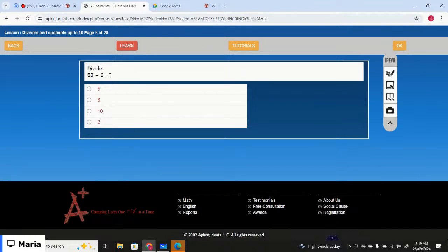11? The correct option was 10, not 11. 80 divided by 8, which is the correct option? The correct option is 10. 8 times 10 is 80, not 8. 8 times 10 is 80. The correct option is 10, not 8.